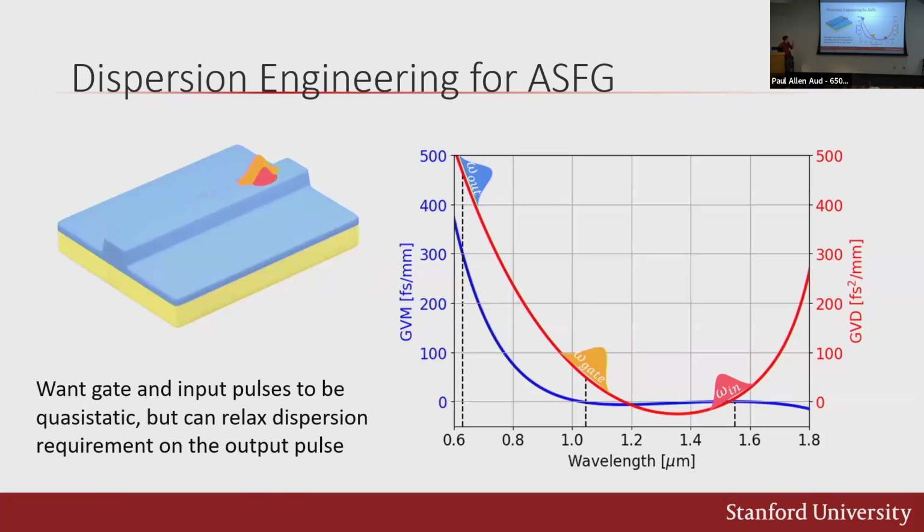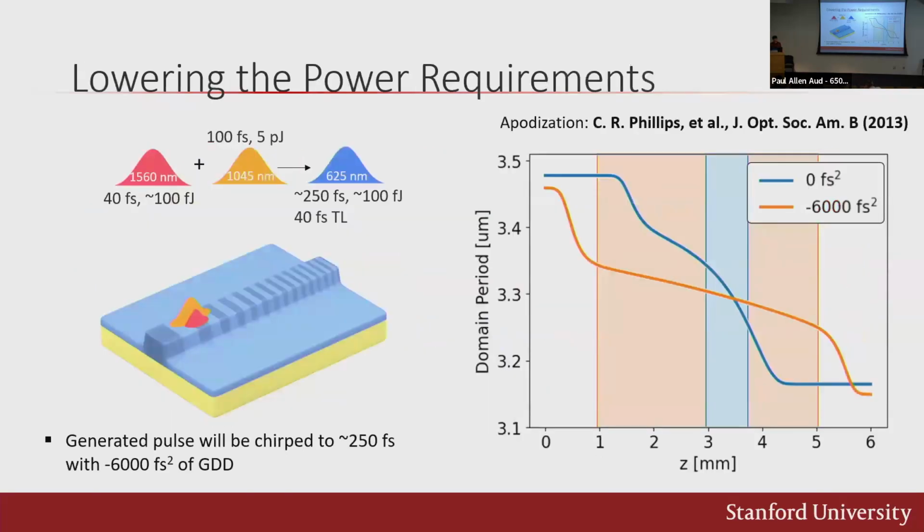And then it's also going to allow us to work with extremely large bandwidths that correspond to about 40 femtosecond pulses. Okay, so in this device, we're designing it to take a 40 femtosecond telecom pulse, about 100 femtojoules. It's going to mix with an up to 5 picojoule 1 micron pulse, and then what we're going to get out is an output pulse at about 625 nanometers with roughly the same pulse energy in a 40 femtosecond pulse duration.